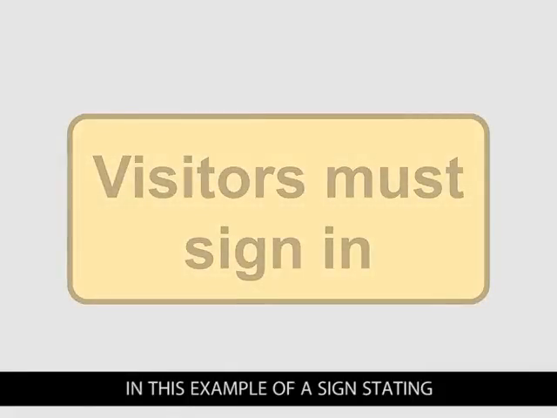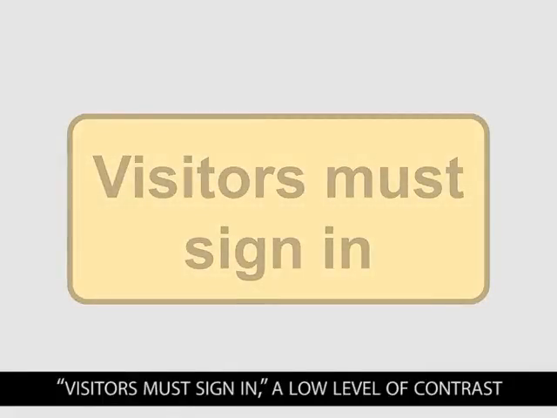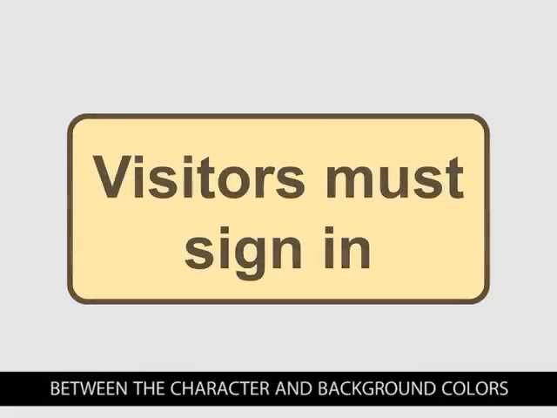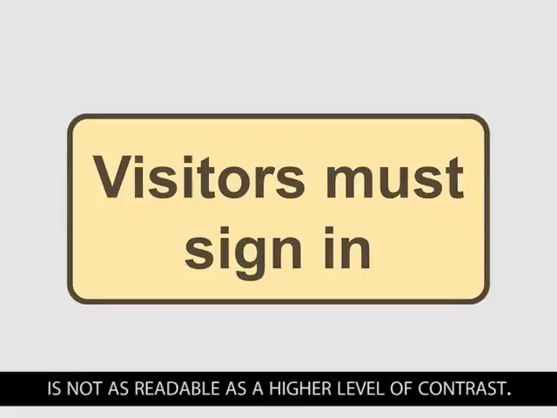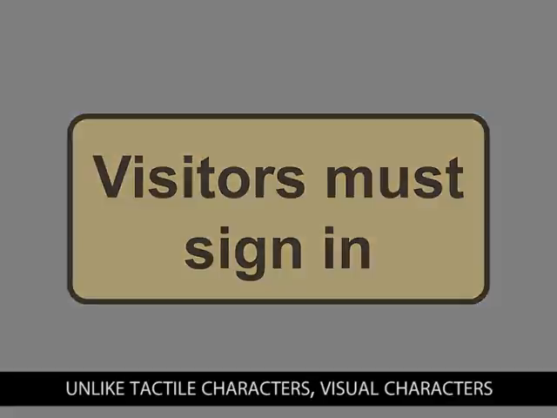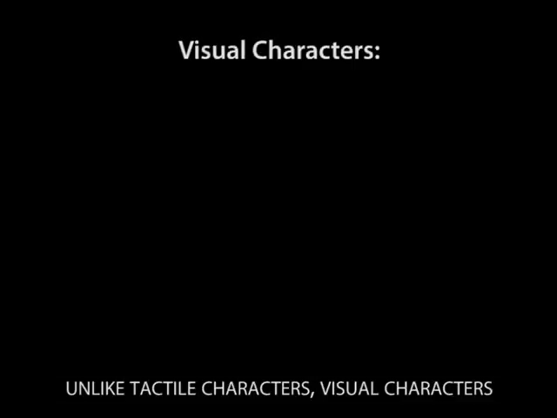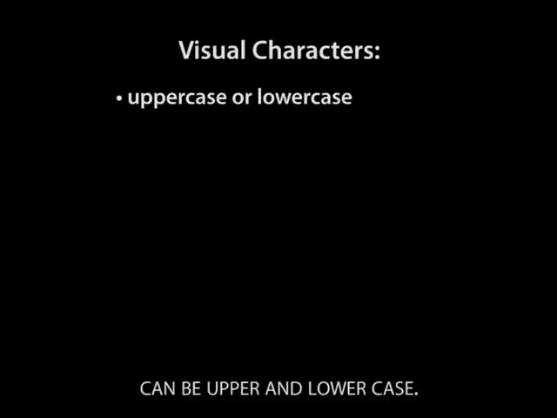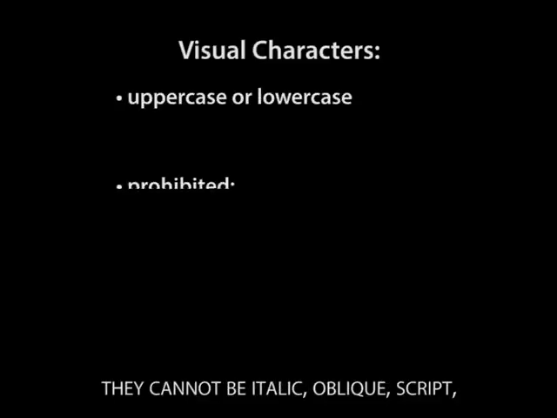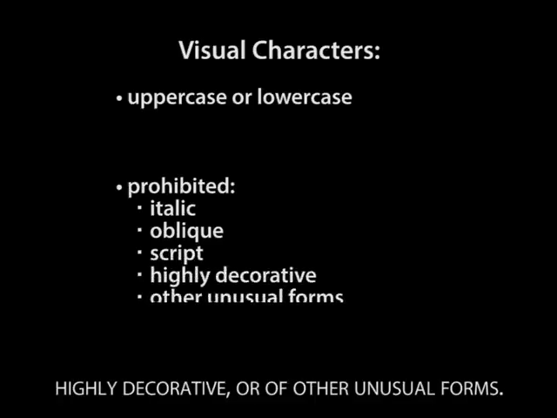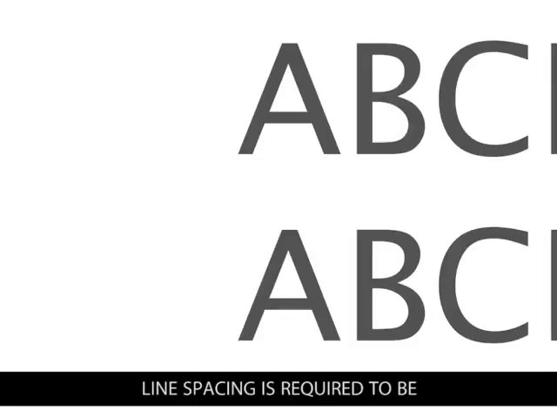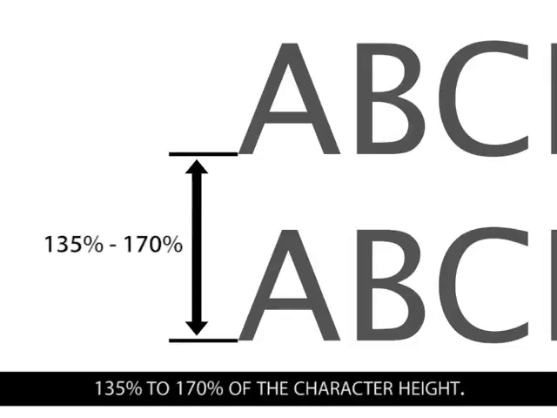In this example of a sign stating visitors must sign in, a low level of contrast between the character and background colors is not as readable as a higher level of contrast. Unlike tactile characters, visual characters can be upper and lower case. They cannot be italic, oblique, script, highly decorative, or of other unusual forms. Line spacing is required to be 135% to 170% of character height.